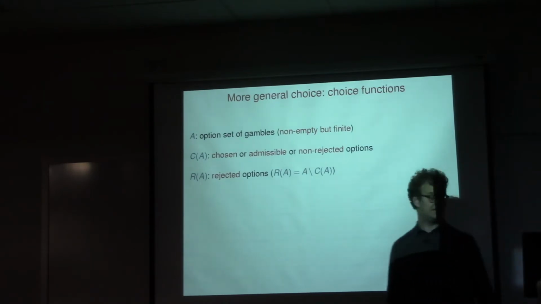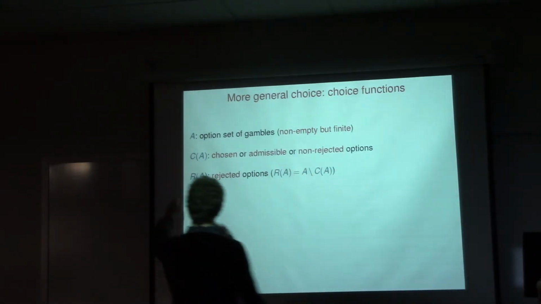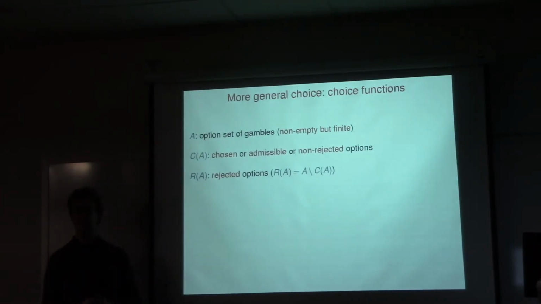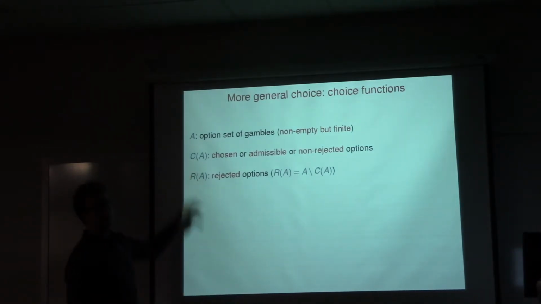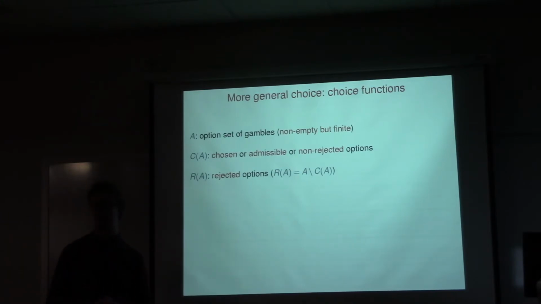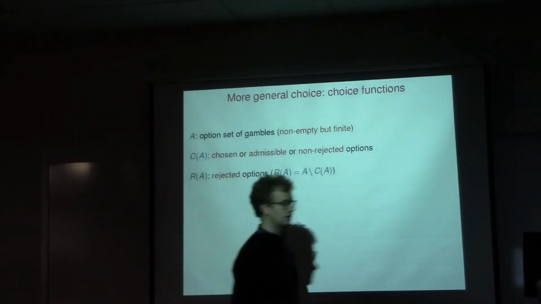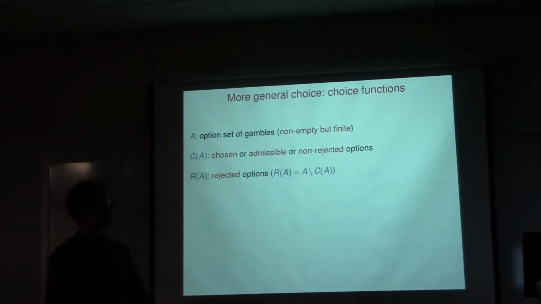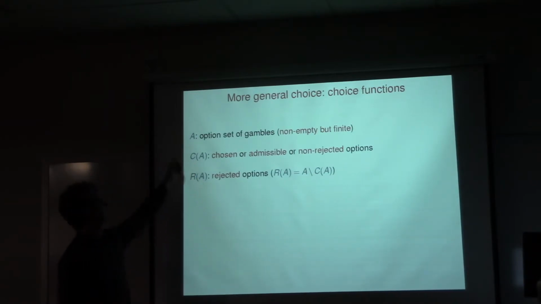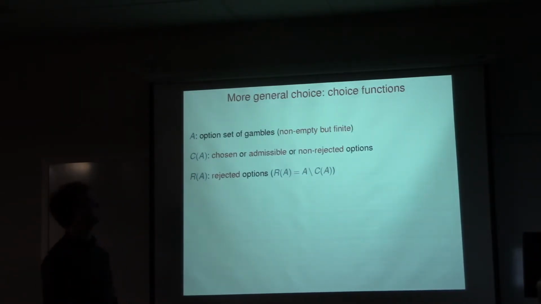So what is the idea? Consider any set A of gambles. A is a non-empty but finite set of gambles, and we call it the menu or the option set. And then C of A is just the subset of it that I don't reject. It's a set of gambles that I choose in a way, or that are admissible to me. What it actually is, is the non-rejected options. And R of A is the subset of A that is rejected. And of course, C of A and R of A form a partition of A.